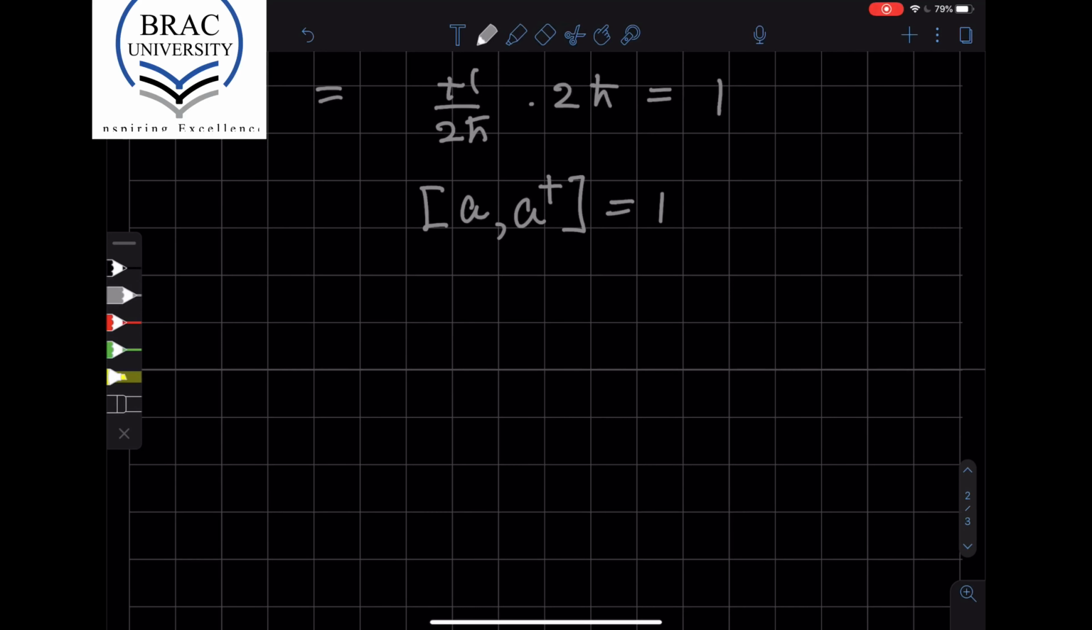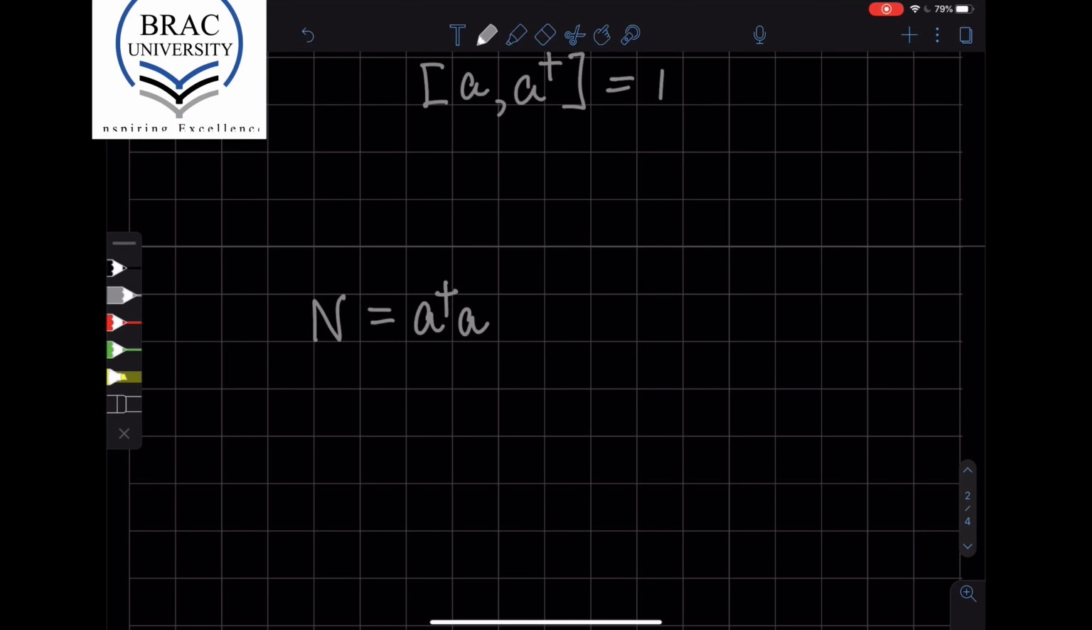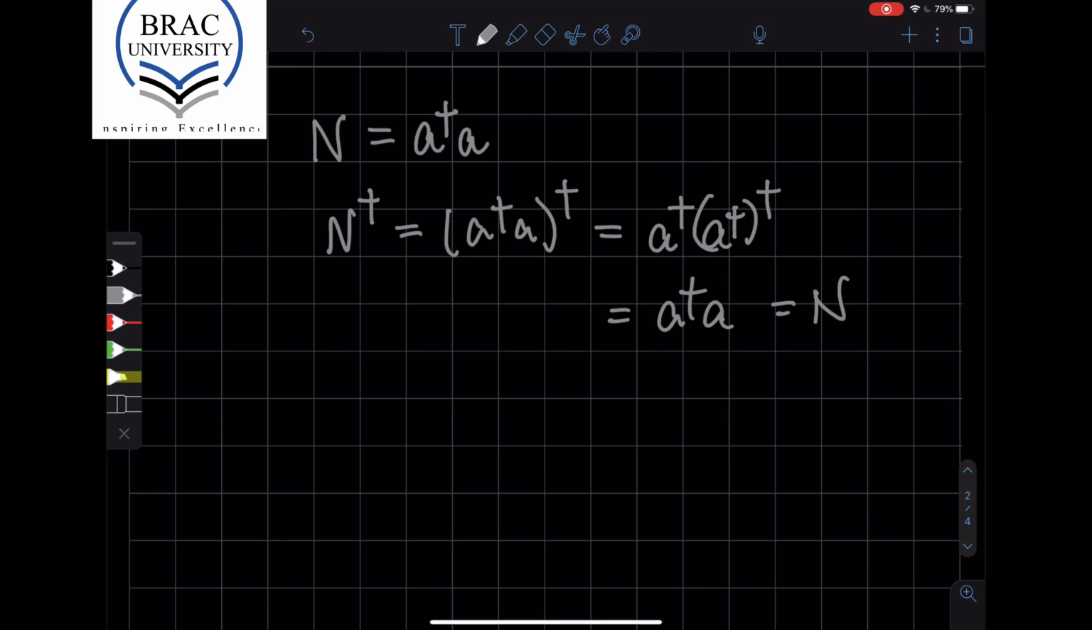So let us now define another operator. Let's call it n, and n is going to be A dagger A. Now it's easy to show that n is a Hermitian operator, because if I take the dagger of n, we get A dagger A, the whole thing daggered. Of course, taking the Hermitian conjugate reverses the order of the operators, so we will get A dagger times A dagger dagger, but this is A dagger A, which is equal to n. Therefore, n is a Hermitian operator.